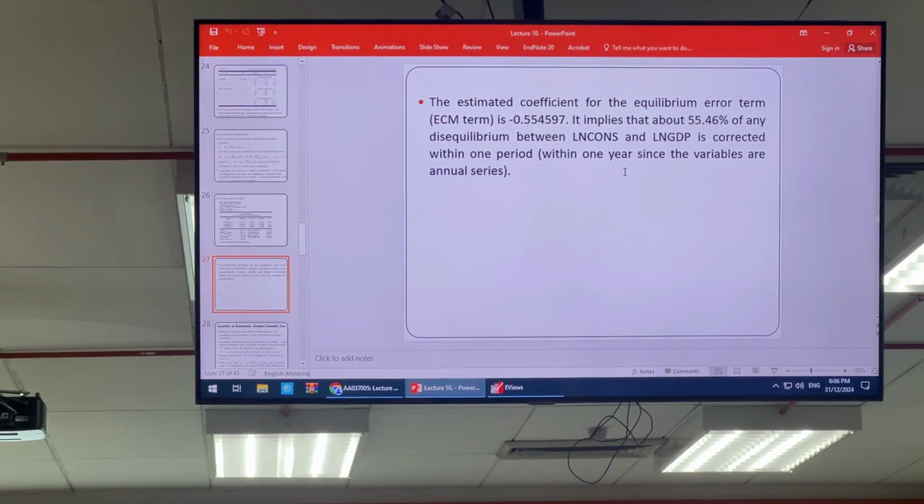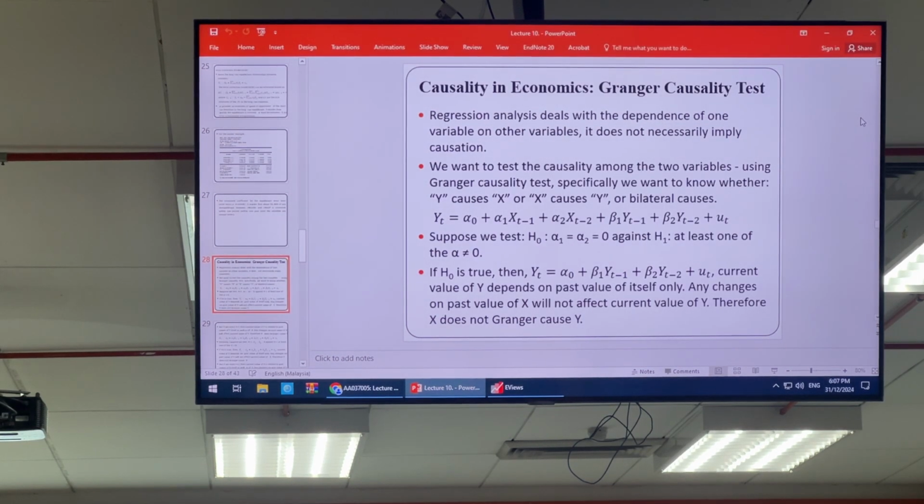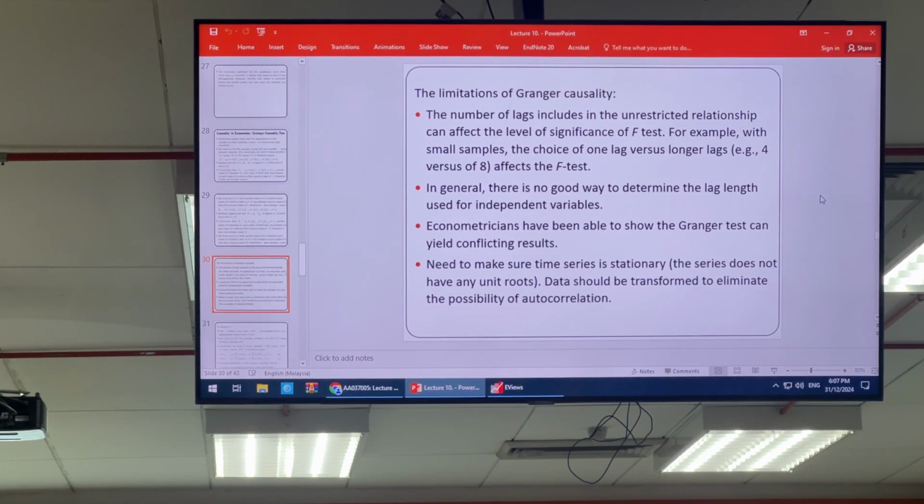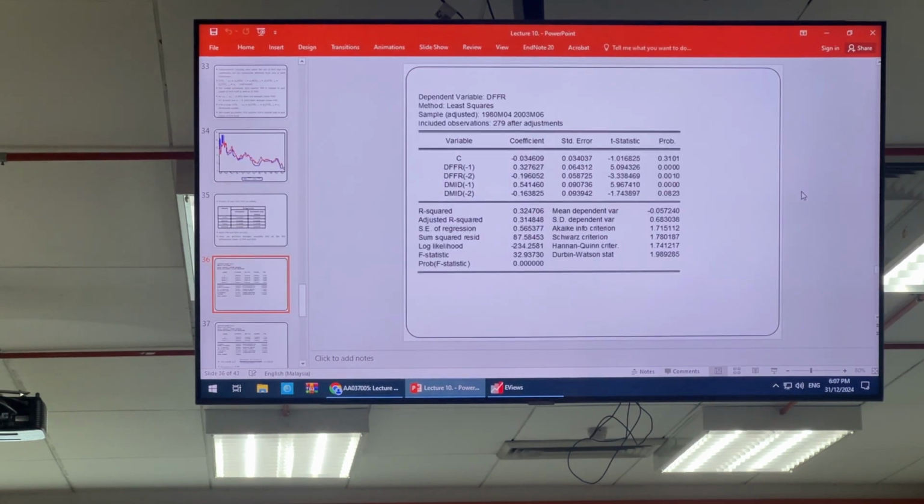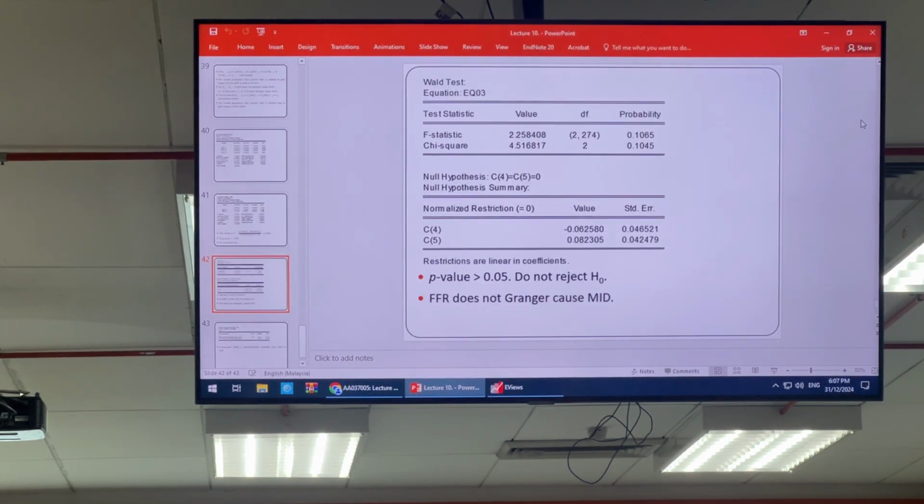Okay, so in this data, meaning within 1 year, it will correct about 55% of the disequilibrium to return to the long run relationship between the variables. This one was also explained in the last recorded video. Okay, I hope you have already listened and understood.